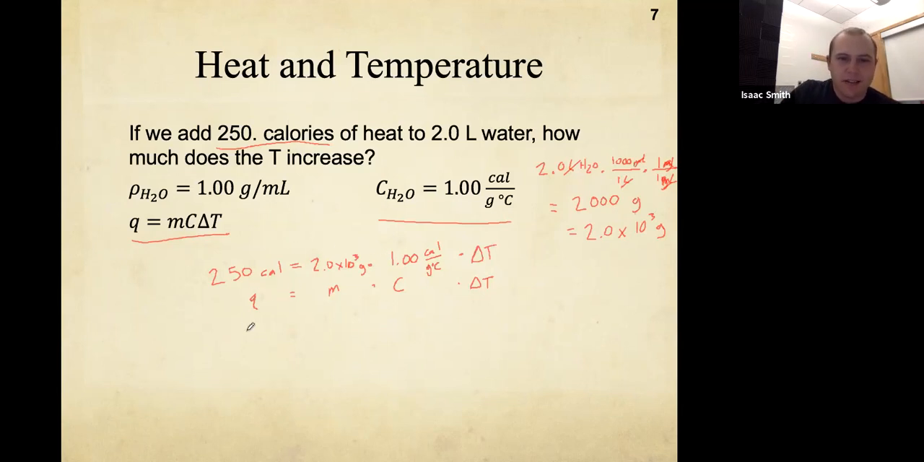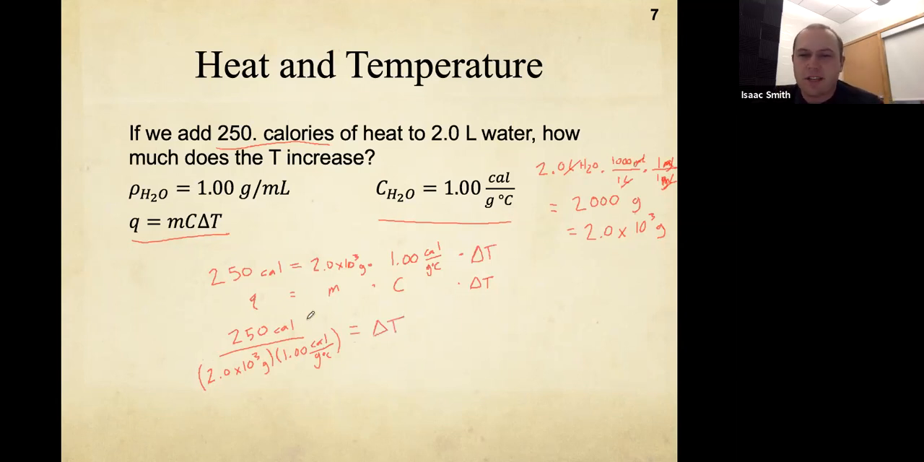So if you just do a little algebra, you have 250 calories divided by 2.0 times 10 to the third grams times 1.00 calories per gram degree Celsius, okay? And this is going to equal delta T, okay?